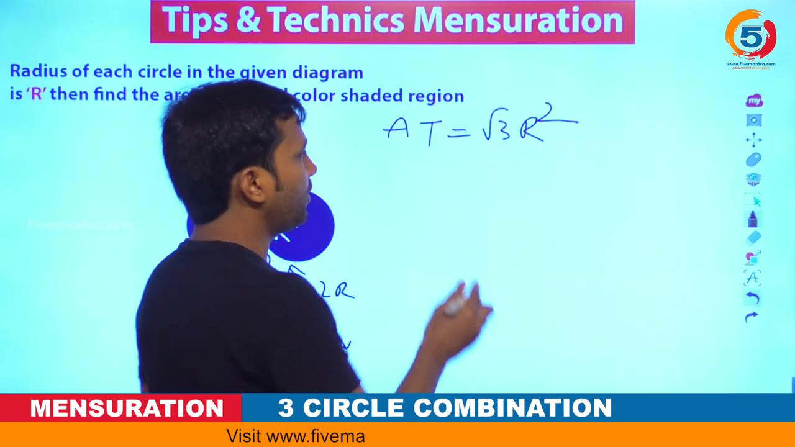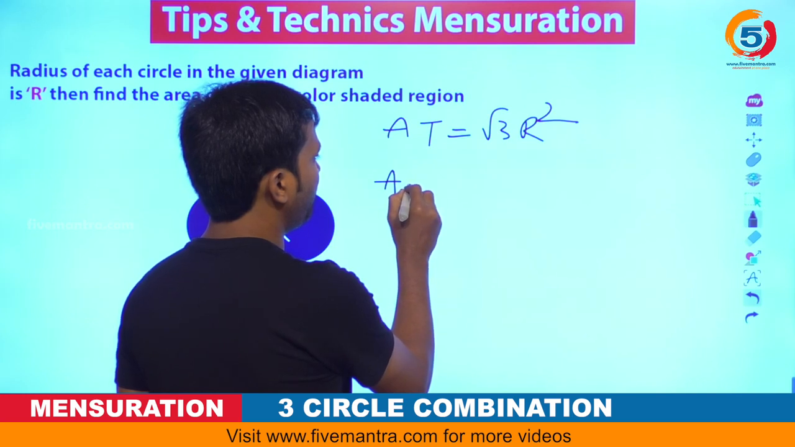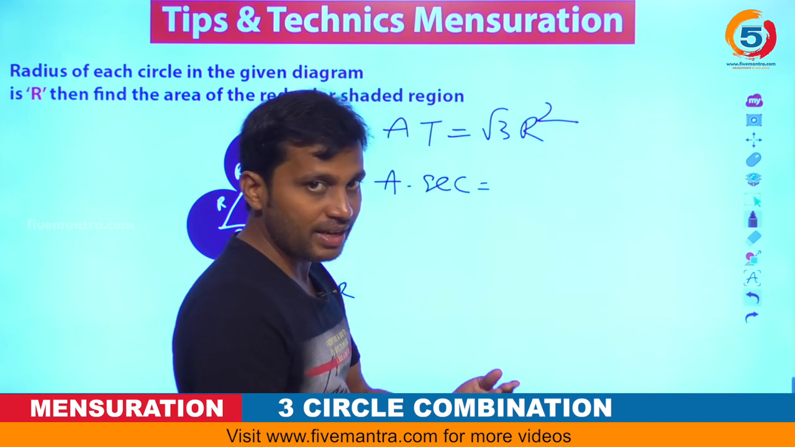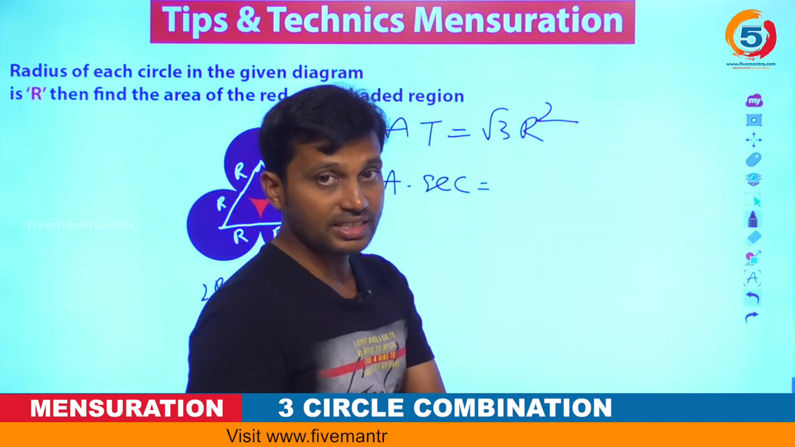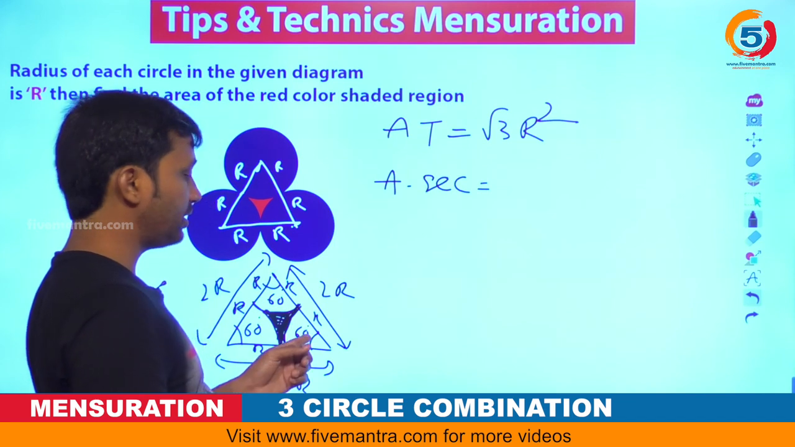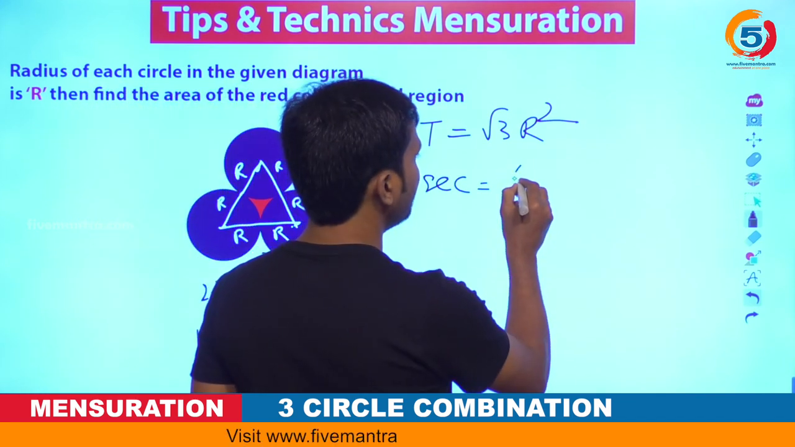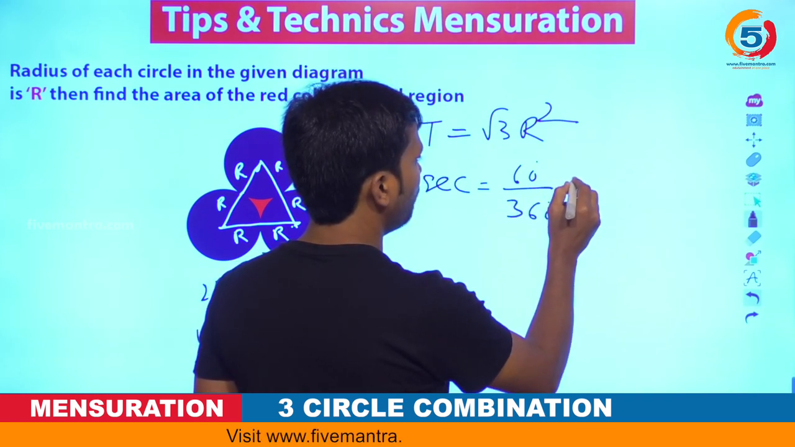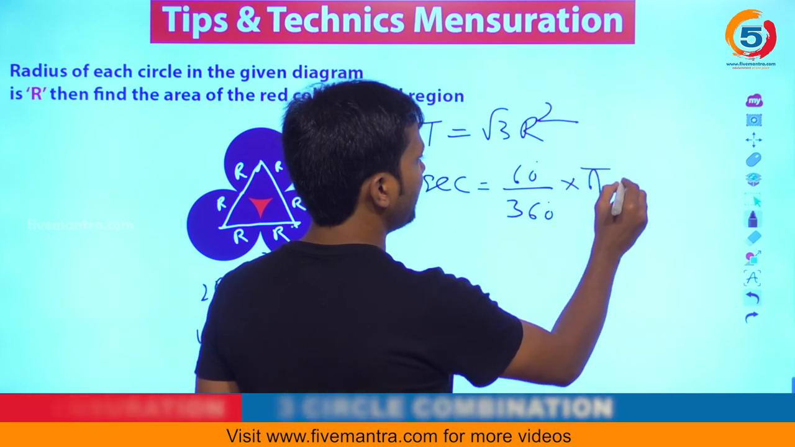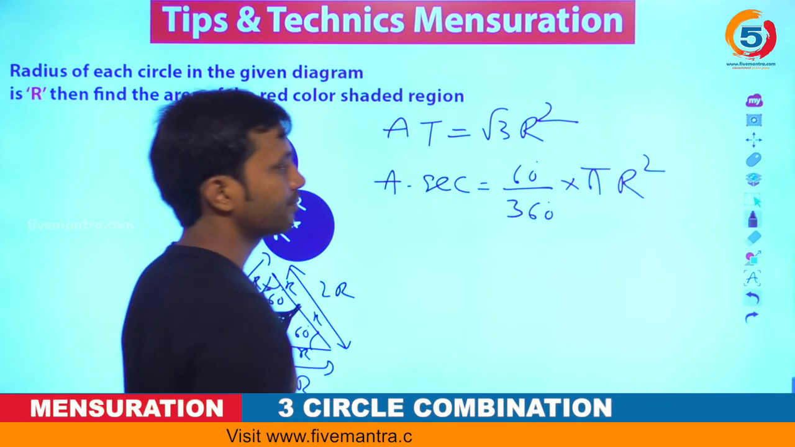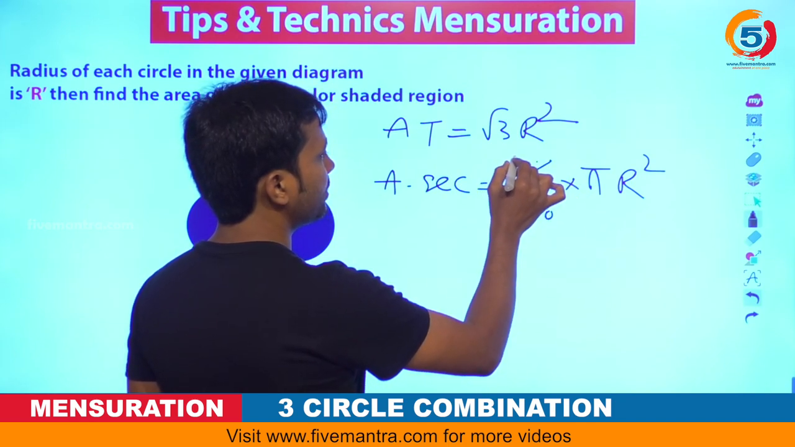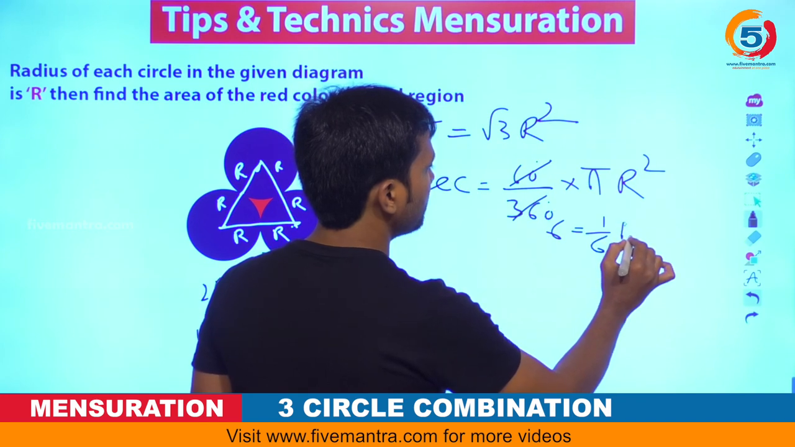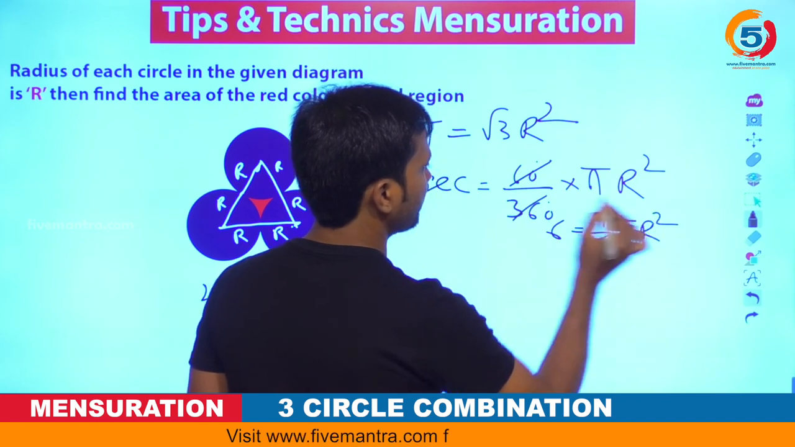Then we can find the area of each sector also, right? Let us find it out. The area of each sector is theta by 360 times pi r square. Here the theta value would be 60 degrees, so 60 degrees by 360 degrees times pi, where each radius is capital R square. Now what would it be? 60 by 360 is 1 by 6, so 1 by 6 pi r square.